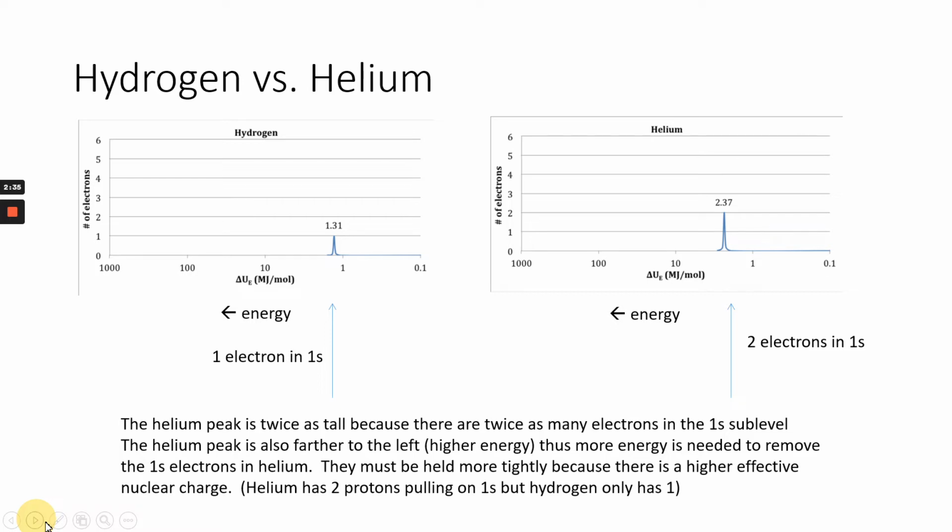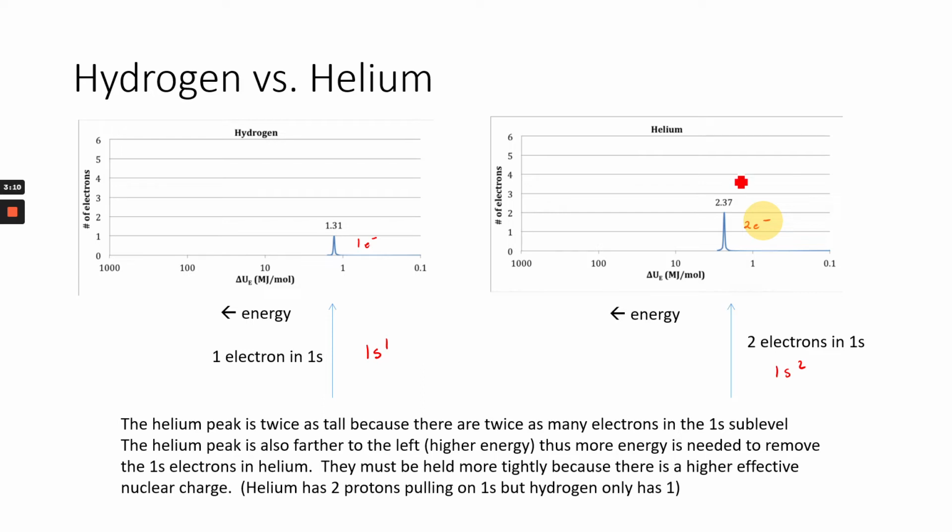So let's look at hydrogen versus helium. Hydrogen has an electron configuration of 1s1 and helium is 1s2. Again, notice high ionization energies to the left, low ionization energies to the right. Hydrogen has 1 peak because it has only 1 sublevel and 1 electron in it, so that makes sense. Now look at helium's. Helium has 1 peak and it's twice as high, because you have 2 electrons in helium.